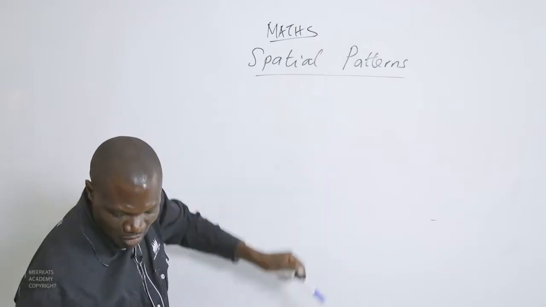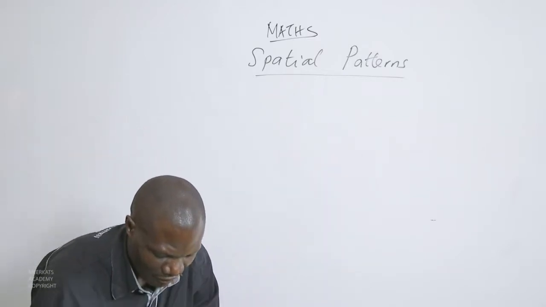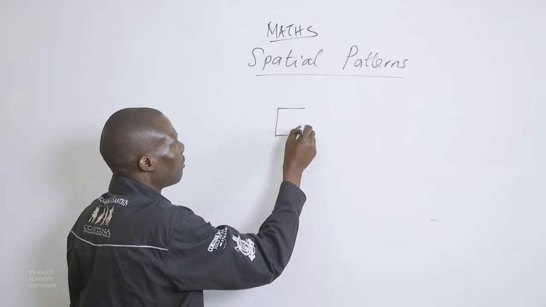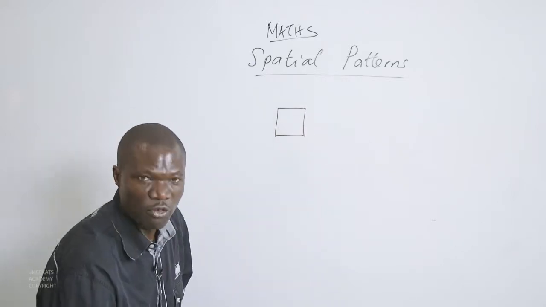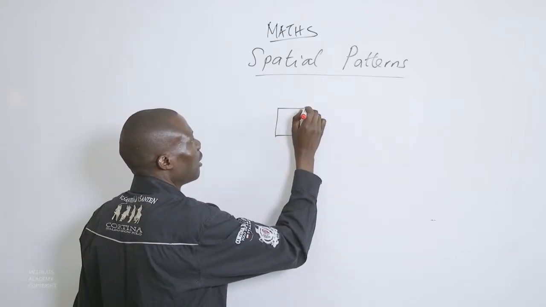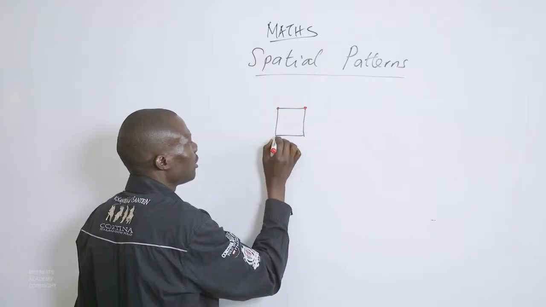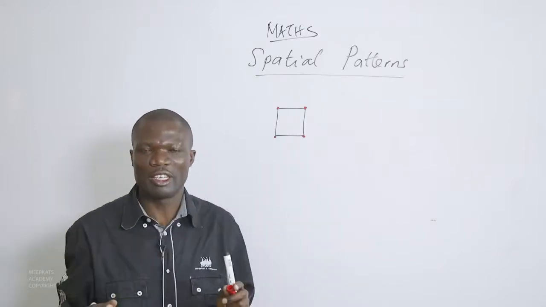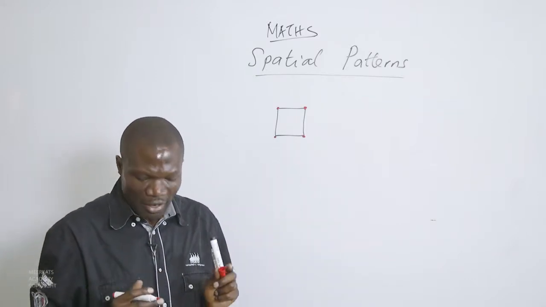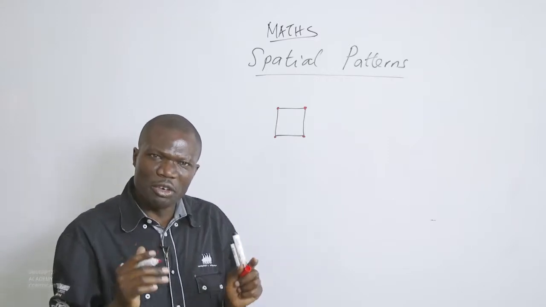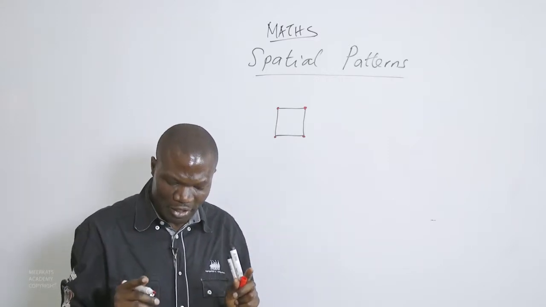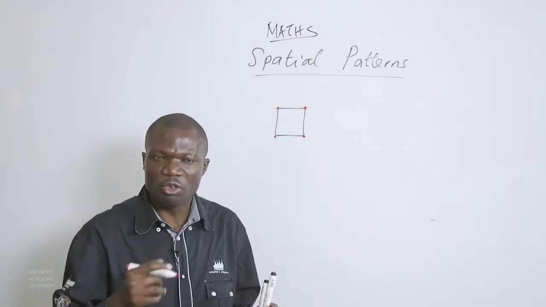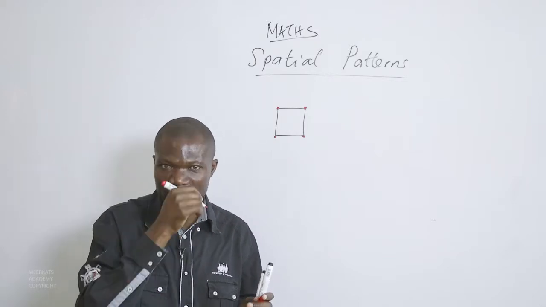If I may represent by drawing, you'll find that there are 4 sticks here. I'll use the dots to represent the sticks. Now, there are 4 sticks that have formed this pattern that we are calling a square. So when we look at spatial patterns, particularly here, we are looking at a pattern that is going to form a sequence using geometric shapes.